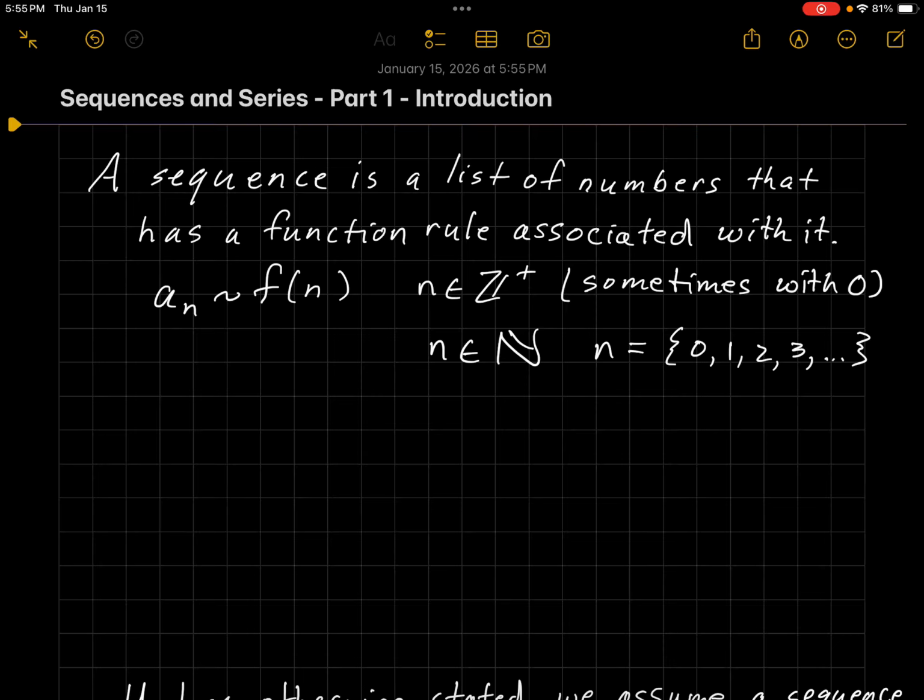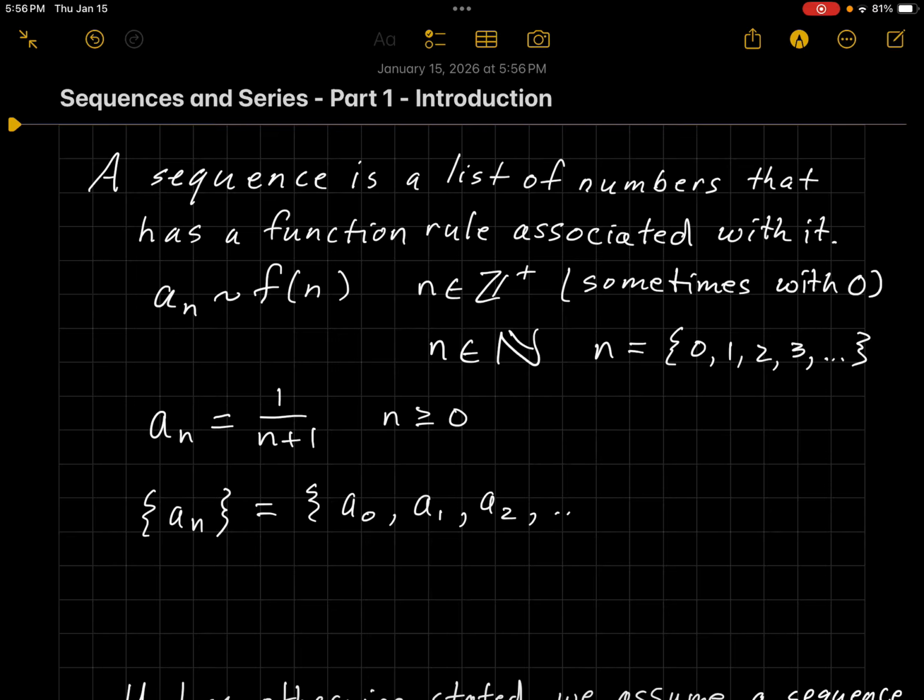A simple example is a sub n equals 1 over n plus 1. And let's start with n greater than or equal to 0. So we'll start at n equals 0. So we could list out the terms of a sub n. So a sub n would be a sub 0, then a sub 1, then a sub 2, etc., etc.